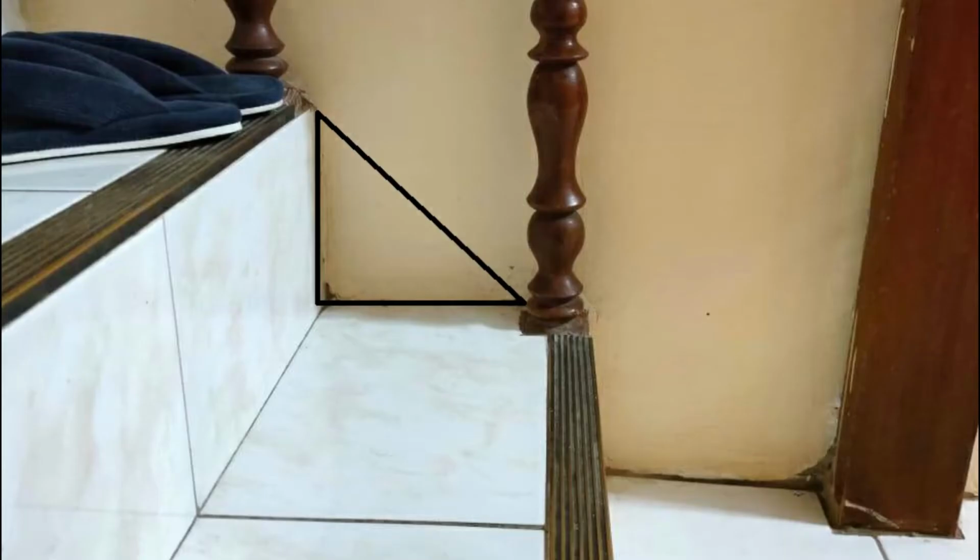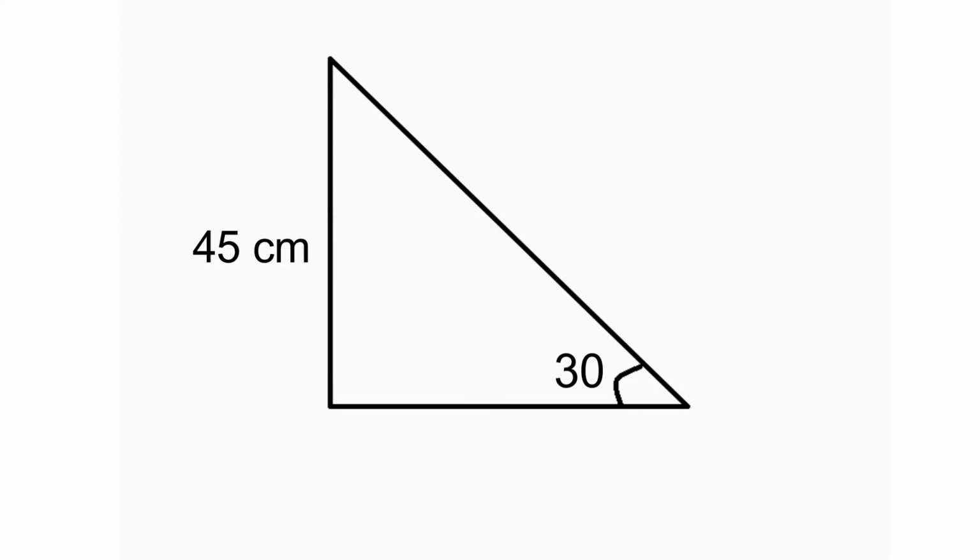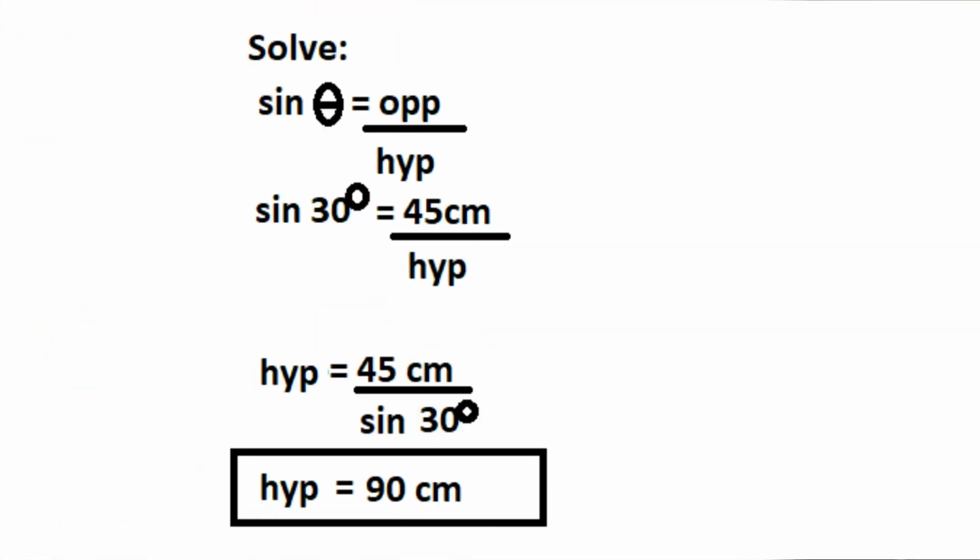If a right triangle forms on the side of the stairs with an opposite side of 45 cm at an angle of 30 degrees, what is the measurement of the hypotenuse? So what we're looking for is the hypotenuse. To find it, we're going to use one of the trigonometric functions, which is the sine function. Sine equals opposite over hypotenuse.